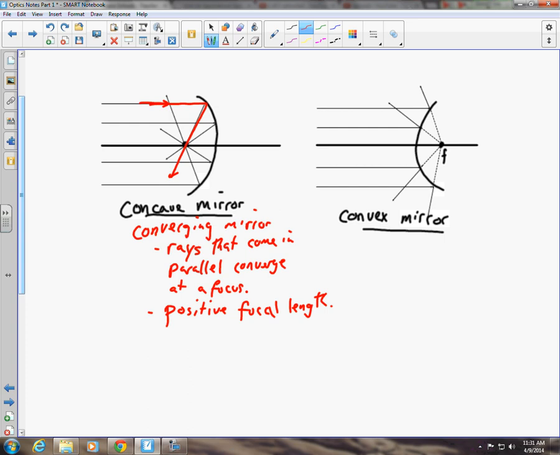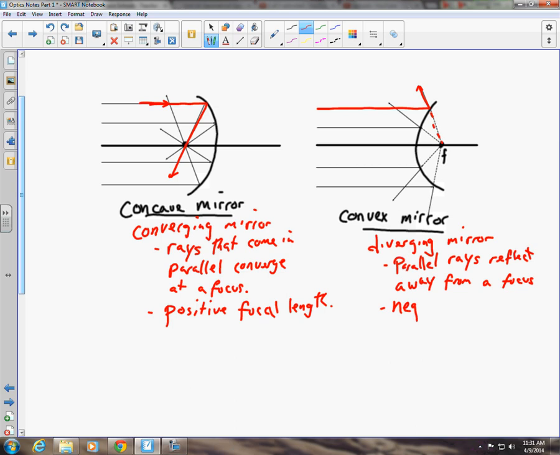A convex mirror is a diverging mirror because parallel light, parallel rays reflect away from a focus. So this ray right here is coming in, it hits the mirror and bounces off, going directly away from this focus. And we say that these have, when we're doing our math, a negative focus. So there's something I want you to be aware of.